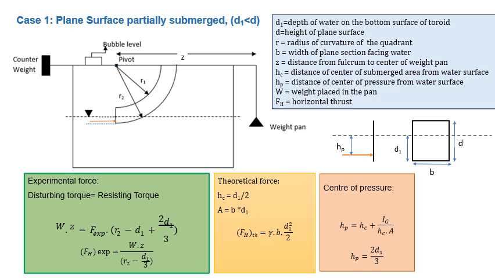So they are balancing. The disturbing torque is W into the lever arm to the pivot, which is Z. So WZ is equal to this hydrostatic force into its lever arm, which will be R2 minus D1 to reach the water surface, plus HP, and HP is 2D1/3. So we'll get R2 minus D1/3. We can rearrange this expression and get FH experimental, which will be W into Z divided by (R2 minus D1/3).